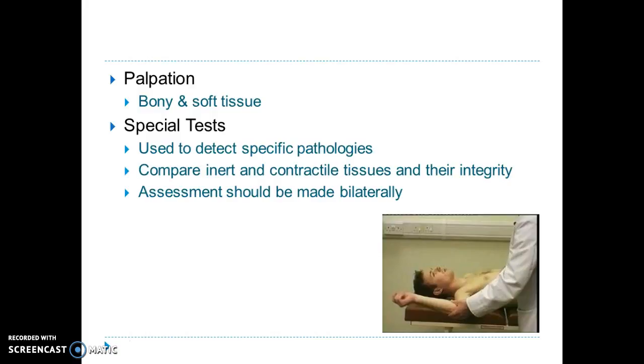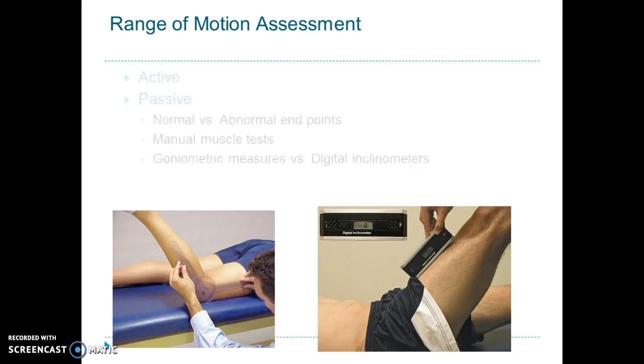Finally, history, observation, palpation, moving on to special tests. Special tests are used to detect specific injuries, specific pathologies. We're basically comparing different types of tissue and their integrity. What that means is, again, going back to my ACL patient, if I think my ACL patient has torn an ACL, I want to compare how tight is that knee compared to their other knee, all right? And I always want to compare bilaterally.